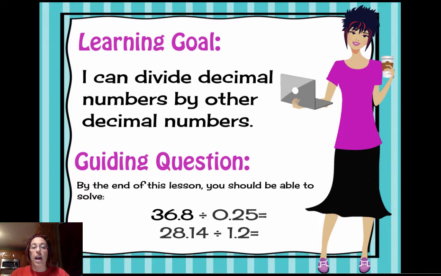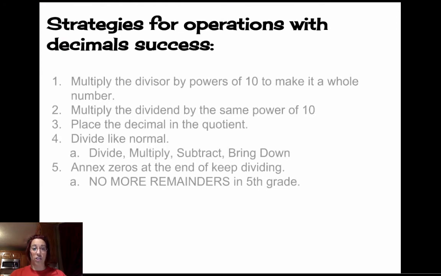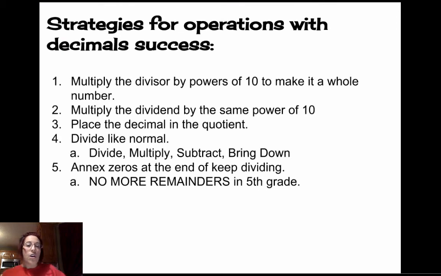So now that we have decimals in the divisors, our strategies for success change just a little bit. First, we have to multiply the divisor by powers of 10 to make it a whole number. Then we have to multiply the dividend by that same power of 10. And then the rest is just like our last video. Move the decimal point to the quotient, divide like normal, and annex any zeros to keep going. There are no more remainders in 5th grade.